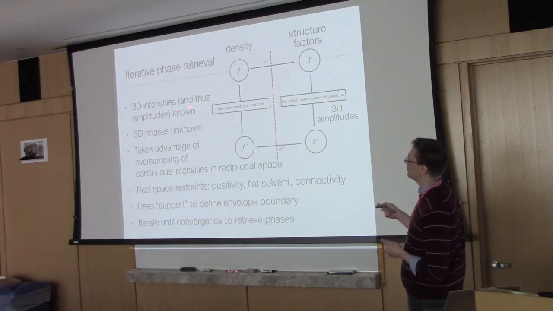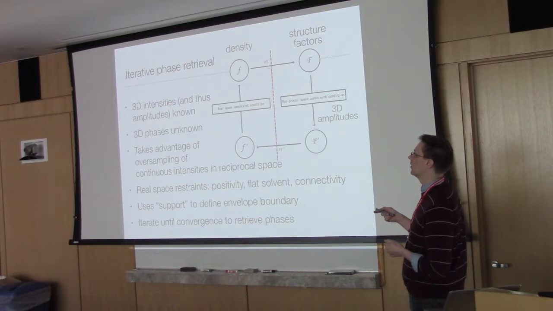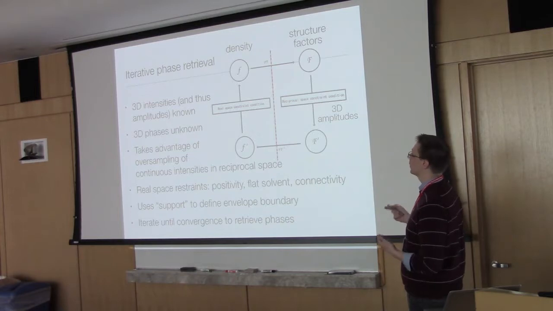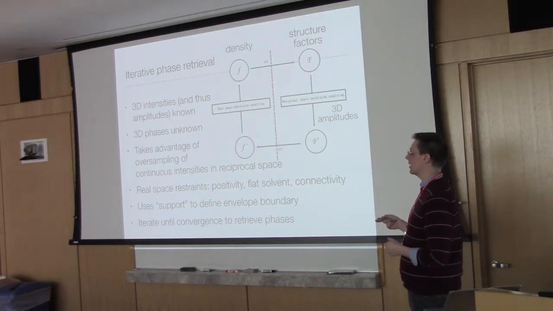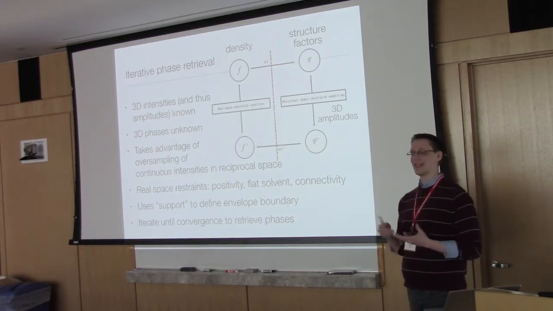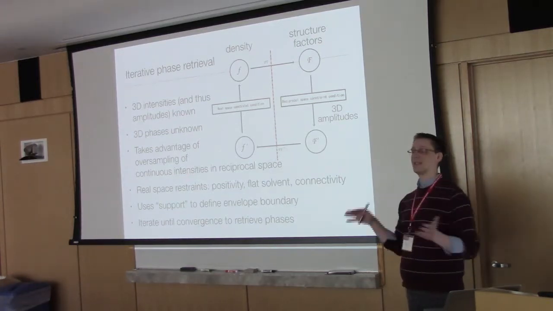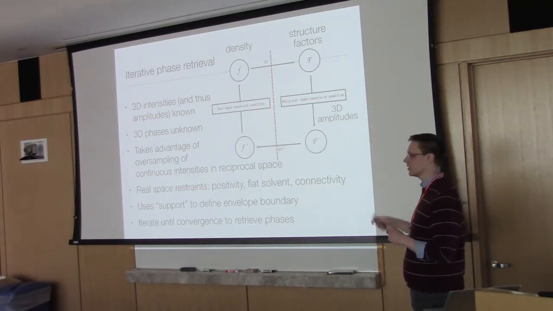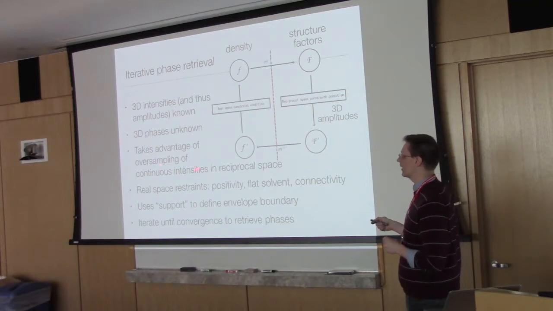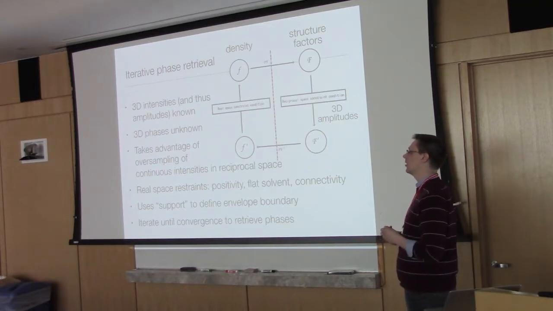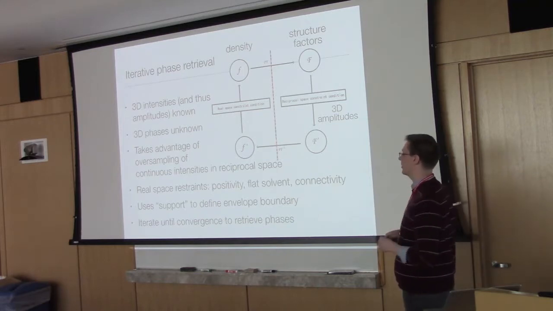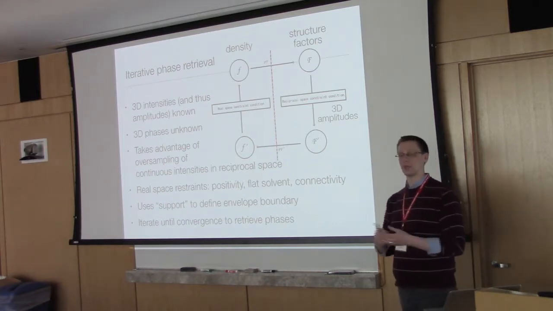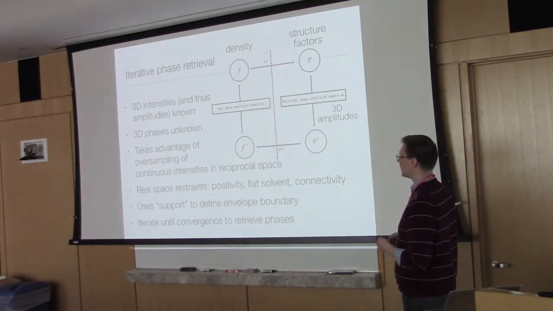But this is how they do it. So what happens is you have your three-dimensional intensities, and therefore your three-dimensional amplitudes of your structure factors that you know. You don't know your 3D phases. And so what we can do is take advantage of what's called oversampling, the fact that the reciprocal space intensities in single molecule diffraction are continuous. It's not like Bragg sampling in crystallography where we only get these discrete peaks, these delta functions. In single molecule scattering, you get these continuous fluctuations throughout reciprocal space. And so that oversamples this, the Shannon sampling that I had mentioned earlier.